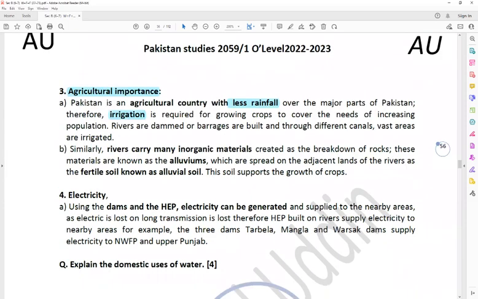We also use water for making electricity. The electricity we produce is mostly made with the power of water. It is called HEP, hydroelectric power.